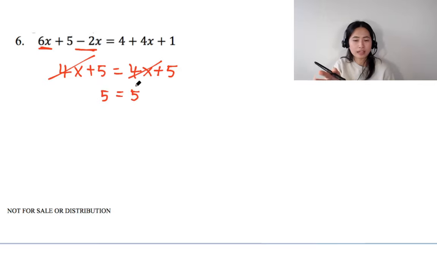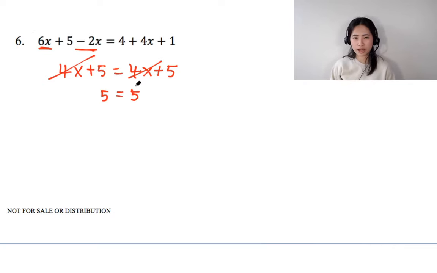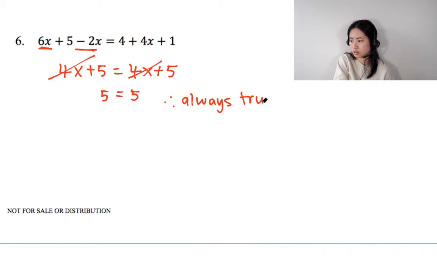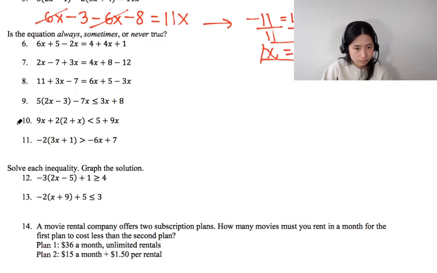Let me just quickly ask you, is 5 equal to 5 always? Yes, right? So that's why this is always true. That's how you answer these types of questions. Okay, so moving on to number 7. Again, we're going to copy this and you're going to see the solutions at the bottom.